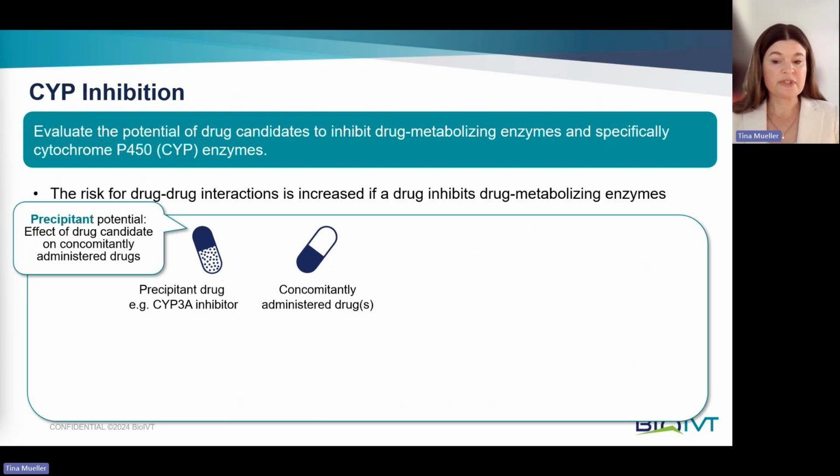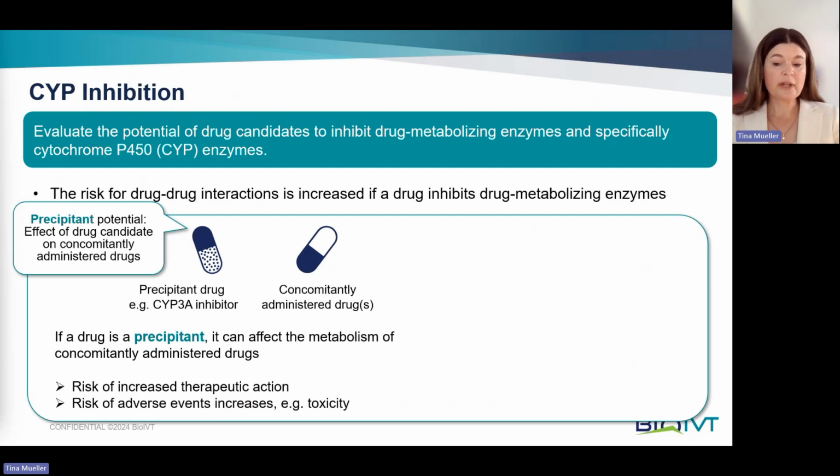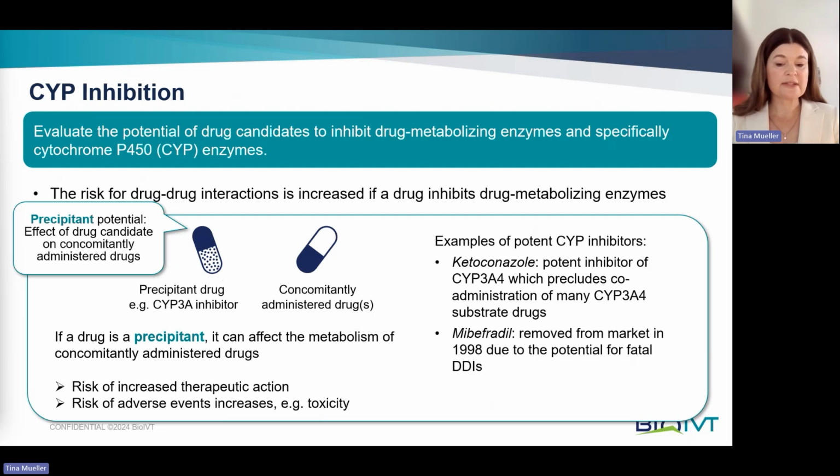A drug is called a precipitant if it affects other drugs that are administered at the same time. So, for instance, if a drug inhibits CYP3A4, it may slow the metabolism of a drug that has been taken simultaneously. As a result, the concentration of that drug in the body will stay high or higher for a longer period, and that elevates the risk of increased therapeutic action. In addition, there's also a higher risk for adverse effects, such as toxicity. So let's look at two well-known examples.